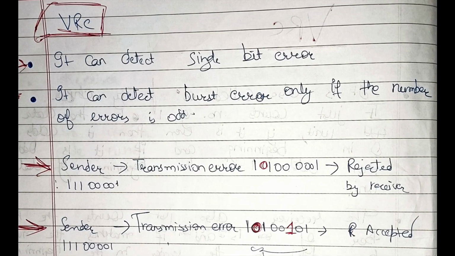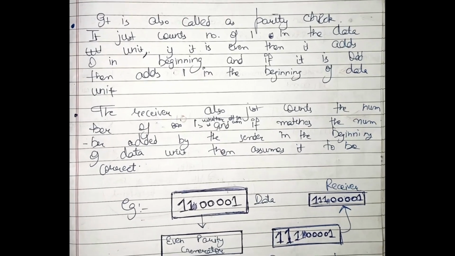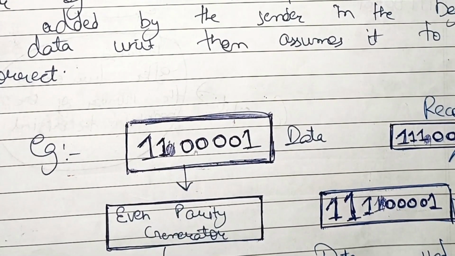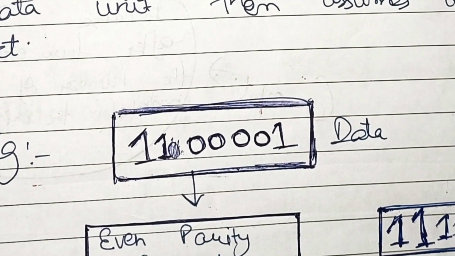However, suppose 2 bits on the way got corrupted. This one got corrupted to 0, and this one got corrupted to 1. The data is modified, right? The data is not the same as it was sent by the sender. Suppose this second one, where my arrow is, is converted to 0, and this 0 is corrupted to 1. Now still the number of ones won't change.